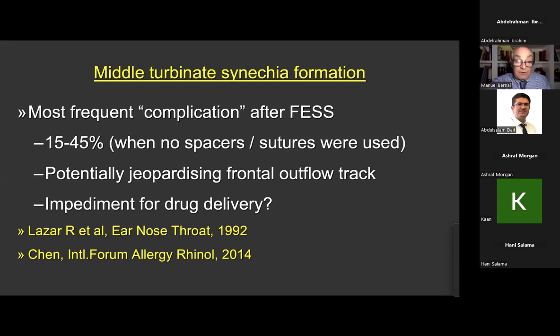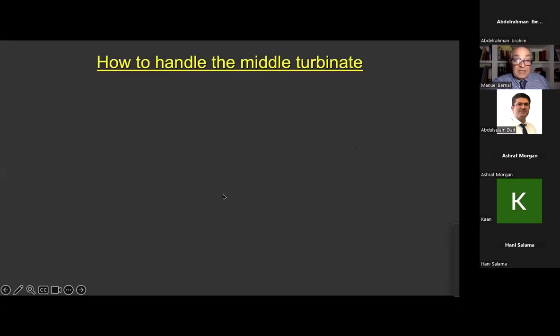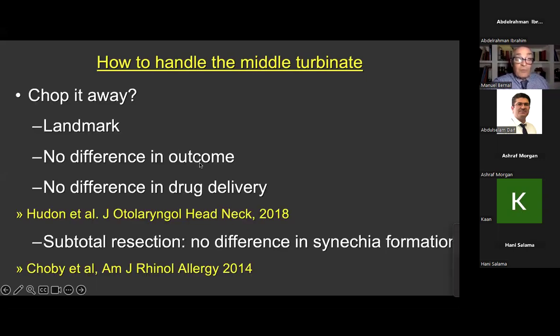That is helpful, okay? Yes, it may be an impediment for drug delivery when you have a lateralization, and all this has been studied thoroughly. So how to handle the middle turbinate also in a revision case? Well, chop it away. Yes, that is an option, particularly if there is a lot of polyposis around it and within it, okay? But remember, it's a useful landmark still, okay?